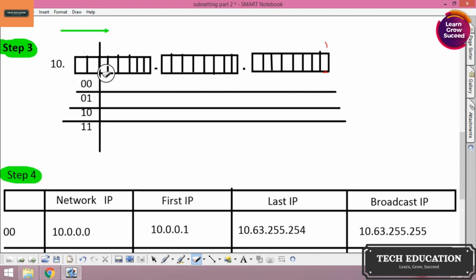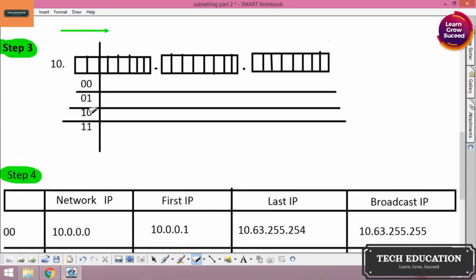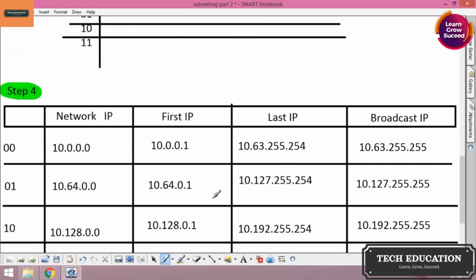0 0 combinations. And next, 0 1 combinations. So don't disturb the network portions, all host bits apply 0. This is the network IP. So already this side 1 is there. 1 means this side 64 is available. So 10.64.0.0. So this is our combination.